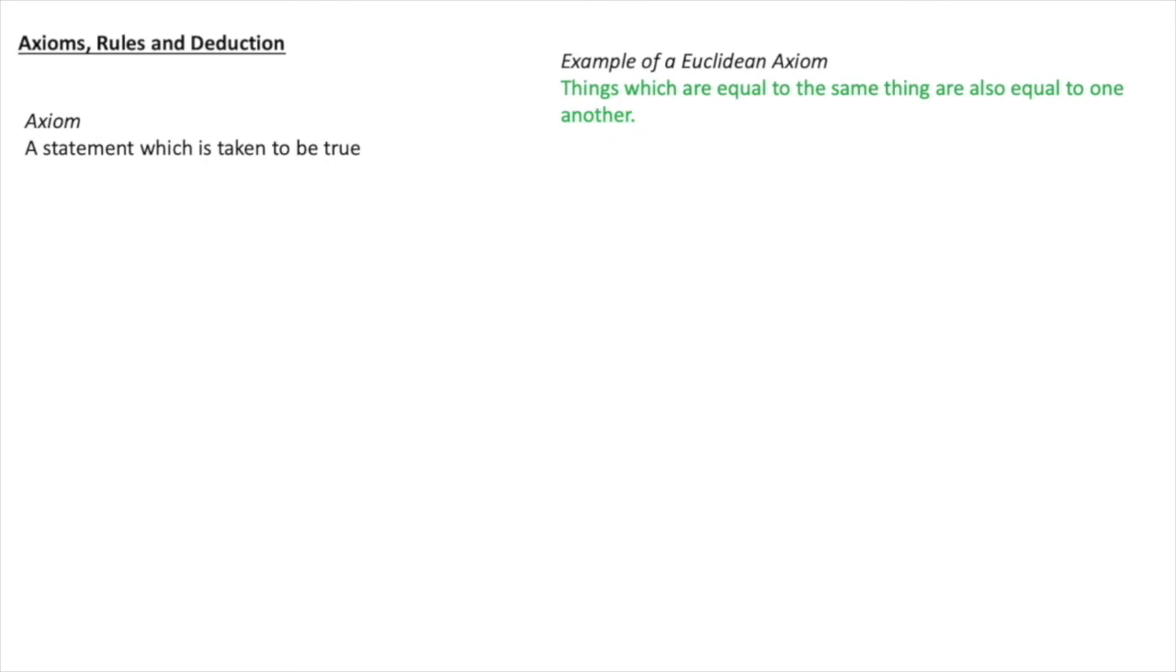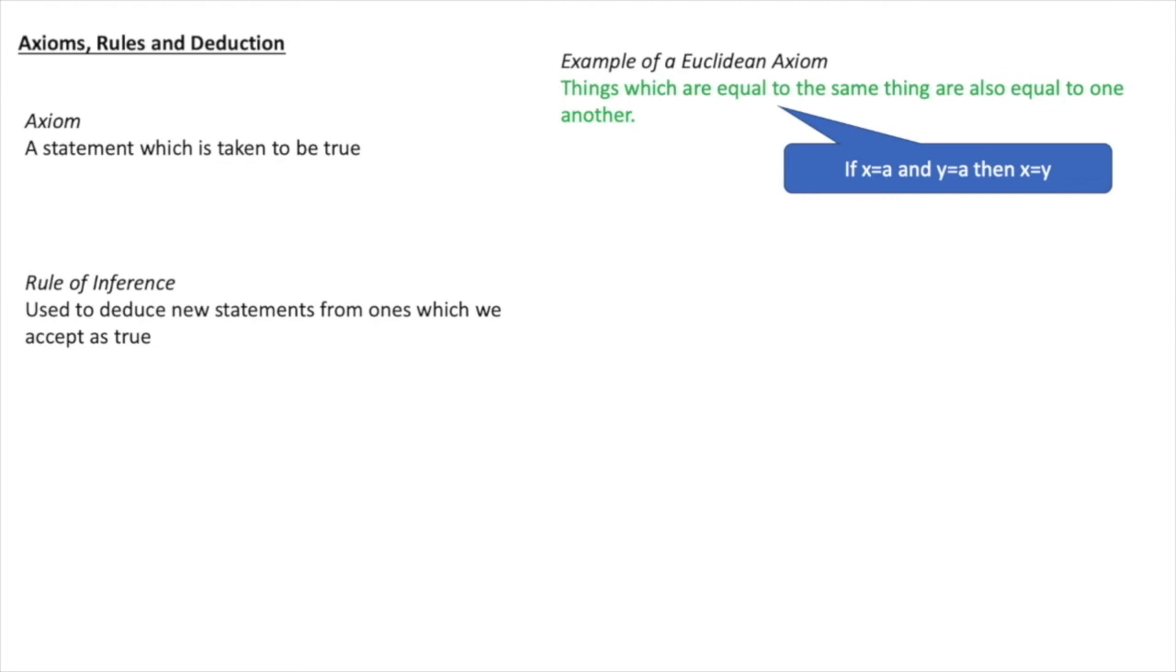So, what are axioms? What are rules? What is deduction? Axioms are statements which are taken to be true. An example of that is a Euclidean axiom, and this one states that things which are equal to the same thing are also equal to one another, which seems obvious, which axioms are meant to be. They're meant to be self-evident. We could write it out a bit more easily to understand: if x is equal to a and y is equal to a, then x must be equal to y.